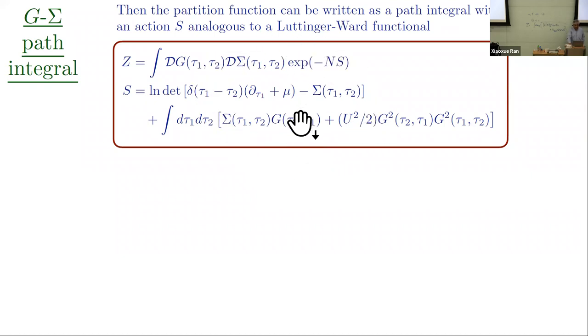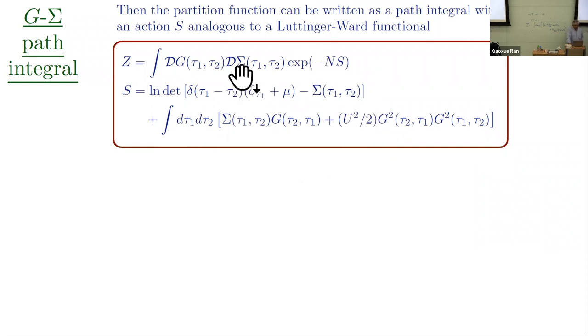The other important point to note is that these functions are functions of two different times, not one time. These are bilocal fields, and that turns out to be really important. It's responsible for many of the properties we're going to see. And it comes from the average over these random couplings, which had two different times, like I just mentioned. So this is the path integral, period. String theorists call this the G sigma theory.